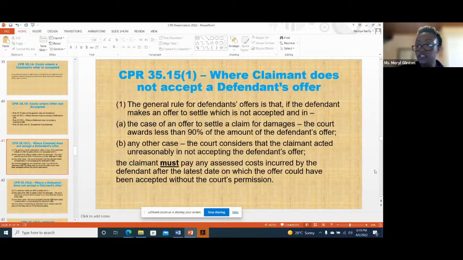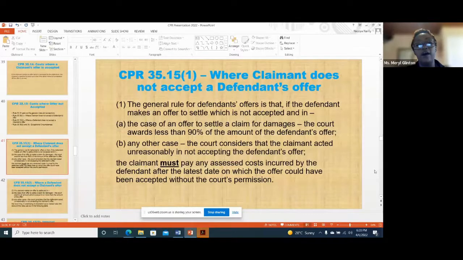35.15(1) addresses the circumstances where a defendant makes an offer to a claimant and the claimant refuses the offer. So keep that in your mind as we're going through these next portions, because that's the foundational idea, right? So these are the consequences which will come to play.